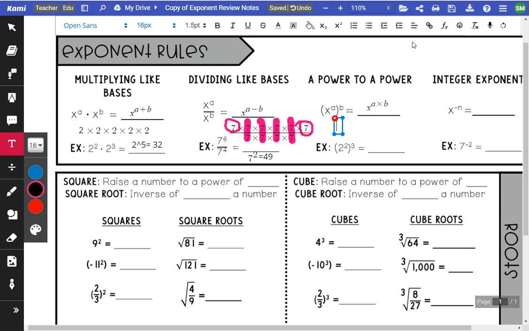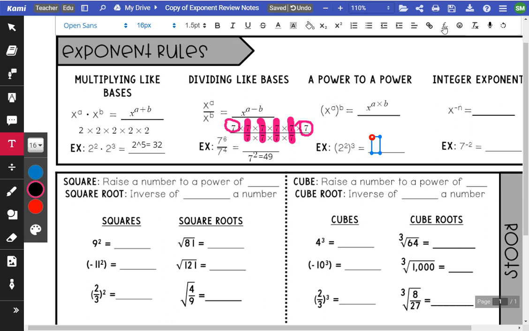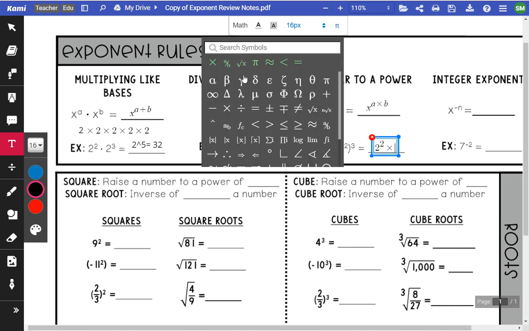So I'm going to have, really, why is this so difficult? 2 squared, I'm using the shift 6 again, and arrowing out of that, times 2 squared, arrow out, times 2 squared. So there's my 2 squared cubed.